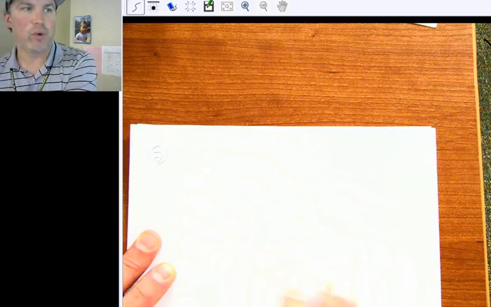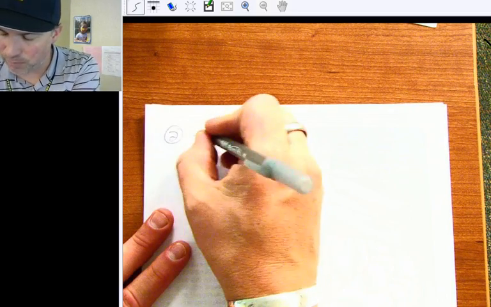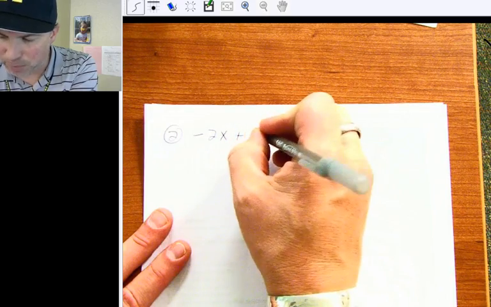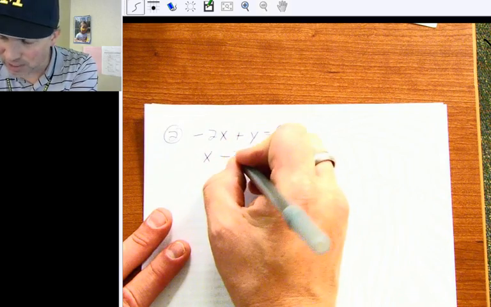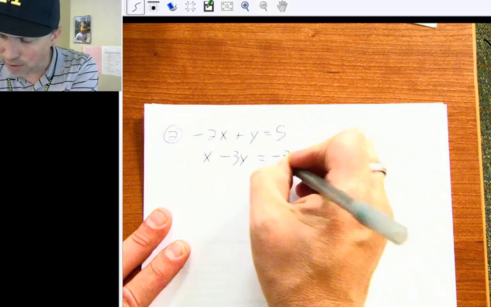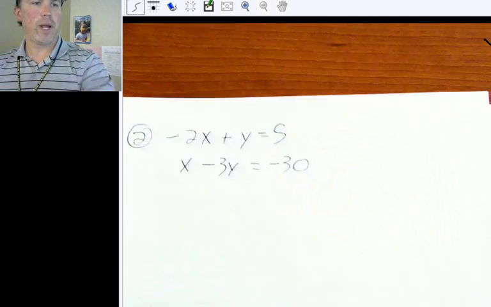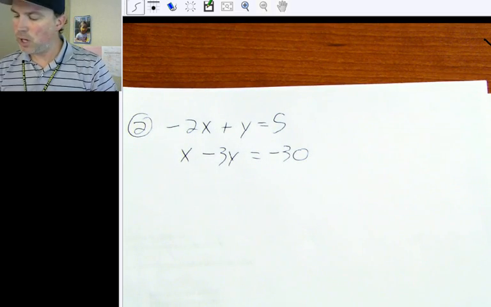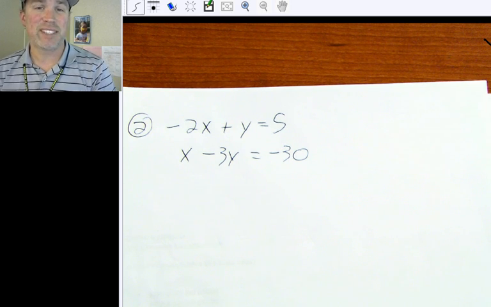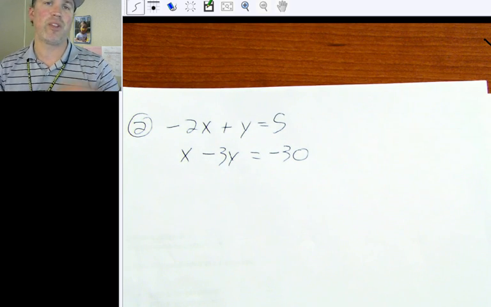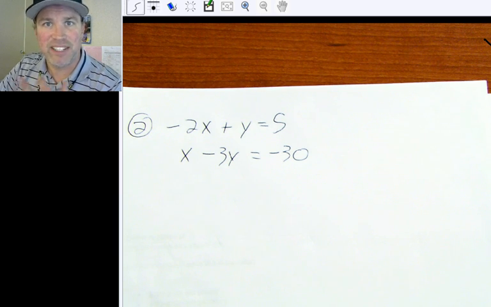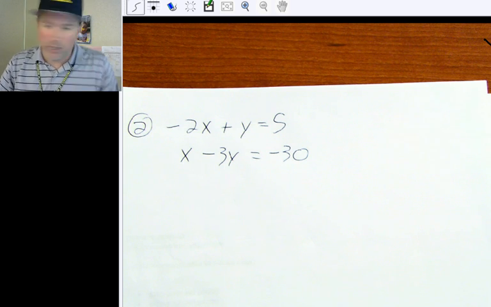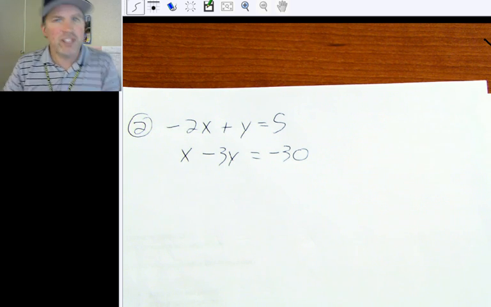What happens if the two equations aren't the y equals variety? So the first equation is negative 2x plus y equals 5, and the second equation is x minus 3y equals negative 30. With an equation like this, you're going to have to use some algebra, and you're going to need to solve either one of these two equations for either x or y. Now there's a technique to this. It makes sense: you want to do the least work possible. You want to avoid fractions, stuff like that.